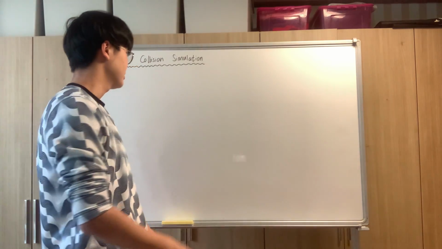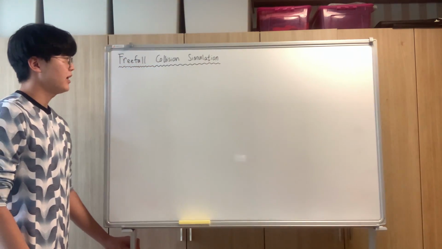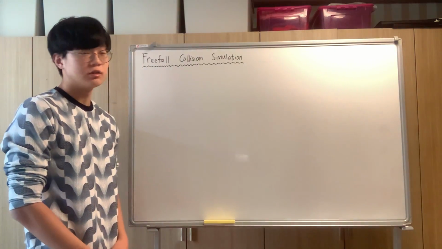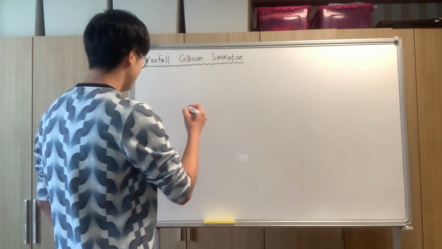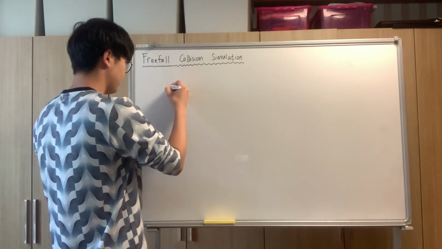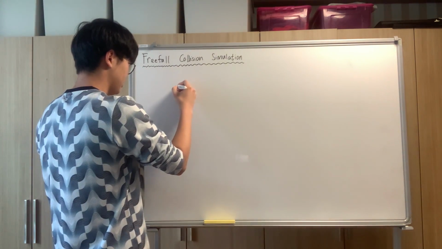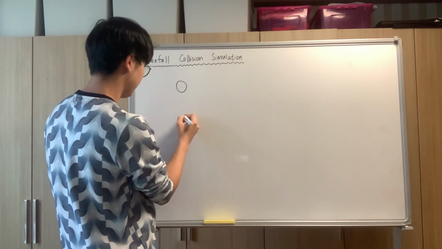Welcome to another video. Today we're going to have a go at making a freefall collision simulation. So what is freefall collision? Well, basically the simulation would be like this. We're going to have two masses, two balls, one higher up than the other. This is the center of mass.